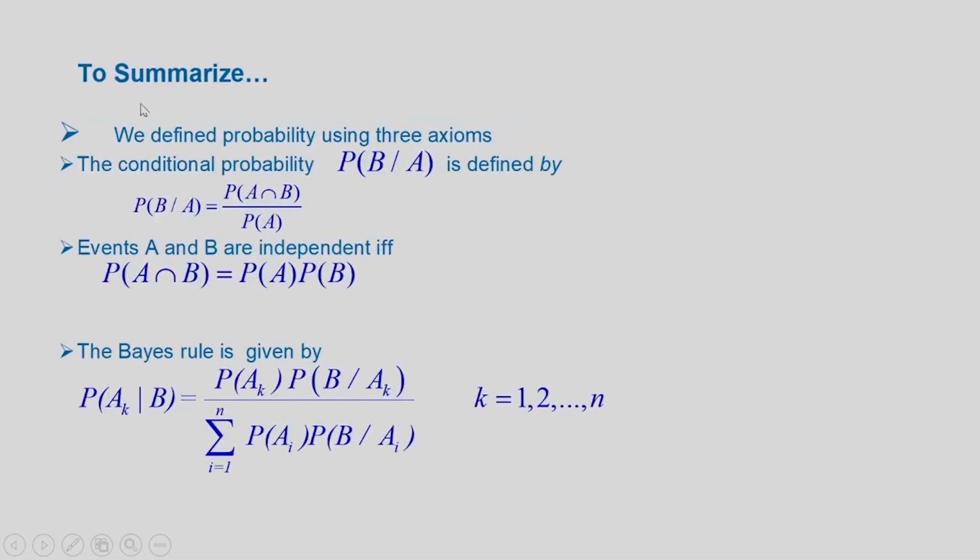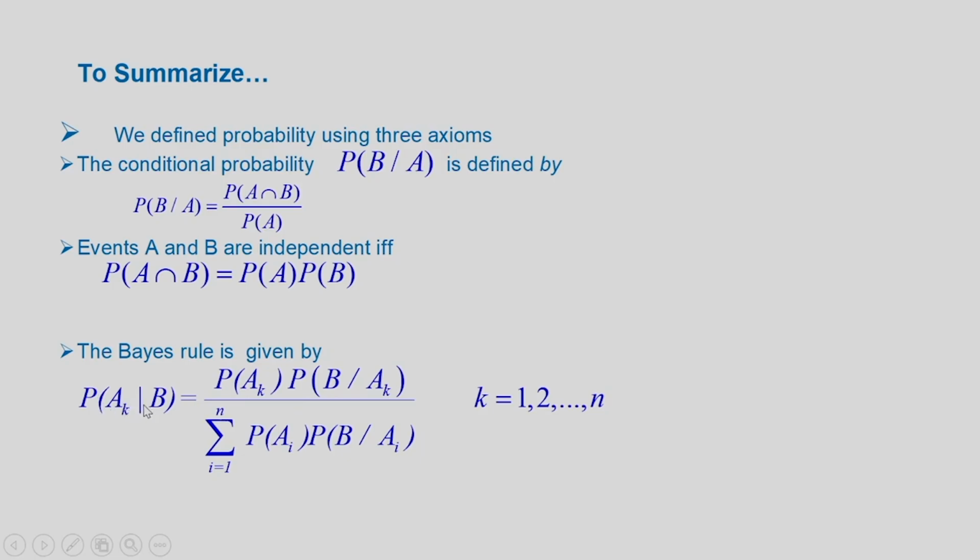Let us summarize what we have done today. We defined probability using 3 axioms, then we defined conditional probability by this expression. Conditional probability of B given A is equal to probability of A intersection B divided by P(A). Events A and B are independent if and only if probability of A intersection B is equal to P(A) into P(B), and finally, in the probability case we define the Bayes rule by this relationship.